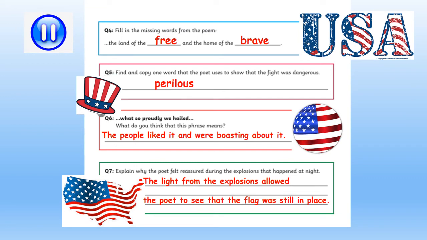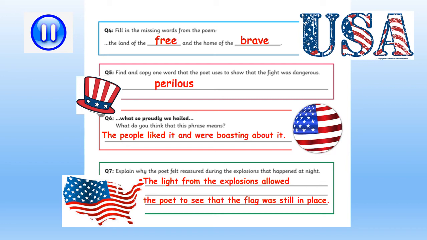For the last few answers, we're looking more closely at the words of the Star-Spangled Banner. Fill in the missing words from the poem. The land of the free and the home of the brave. Question 5. Find and copy one word that the poet uses to show that the fight was dangerous. Did you know that word? The word was perilous. Peril is danger, so perilous means that something's dangerous.